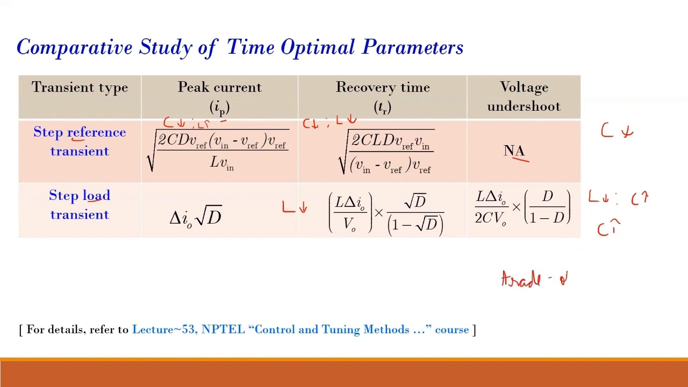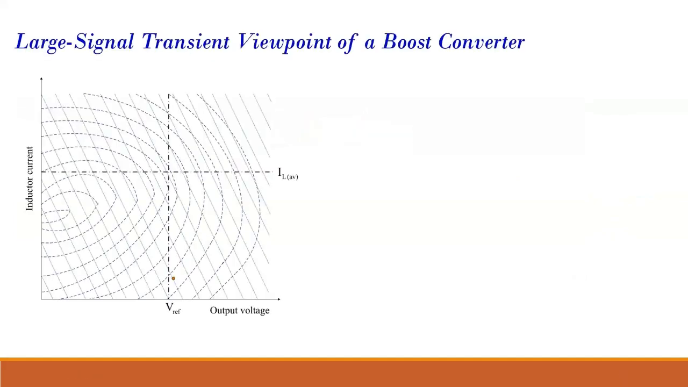It's about what is more important in our application, whether load transients are more frequent or reference transients are more frequent. Based on that, we have to decide a suitable value of L and C, right? Next, large signal tuning. So this is a boost converter's vector field.